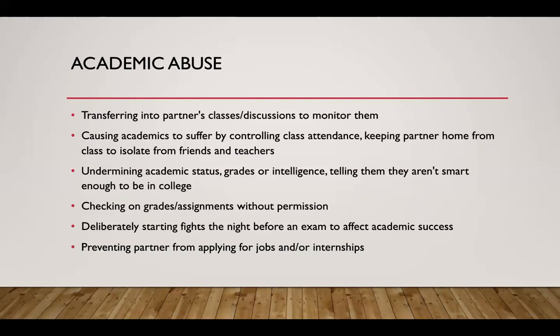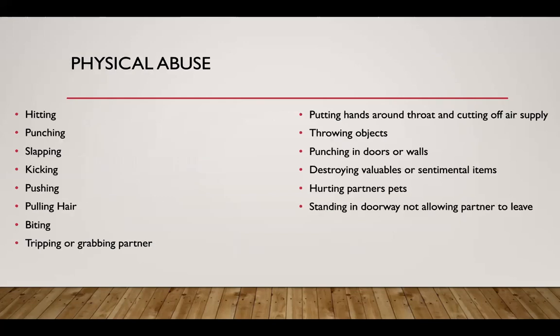And then we have the obvious actions and behaviors that constitute domestic violence and sexual assault, the first being physical abuse. And that would be hitting, punching, slapping, kicking, pushing, pulling hair, biting, tripping or grabbing a partner, putting hands around the throat and cutting off their air supply, throwing objects, punching doors or walls, destroying valuables and sentimental items, hurting the partner and pets, standing in a doorway, not allowing the partner to leave.